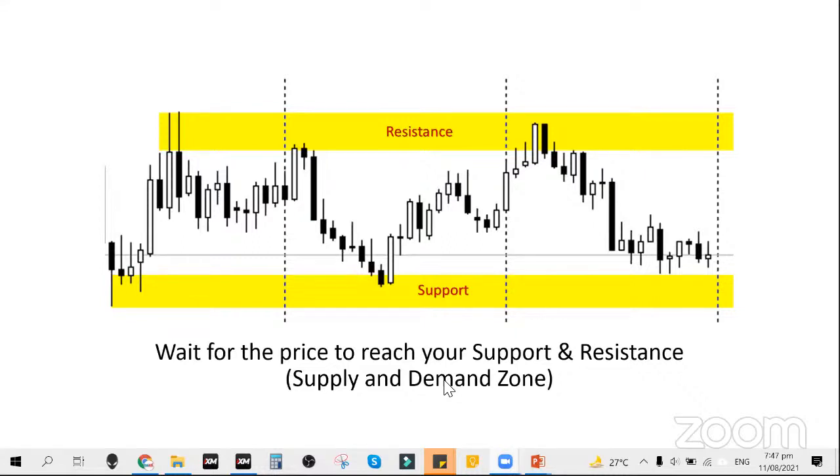Alright. May computation ba, Coach, pagkuha ng supports and resistances? Meron pong way. Actually, maraming paraan eh. Pero ito mamaya, papakita ko sa inyo yung paano personally ko ginagawa.